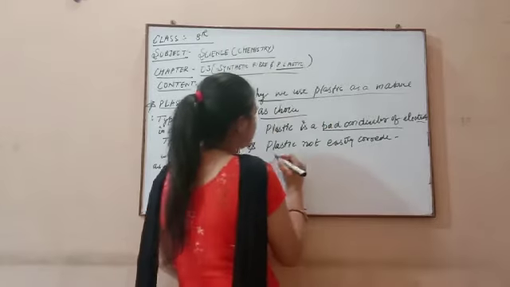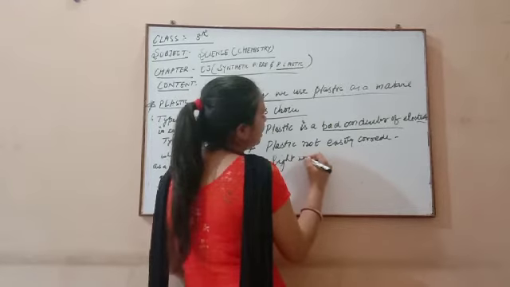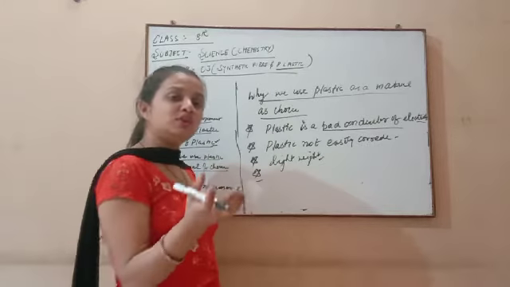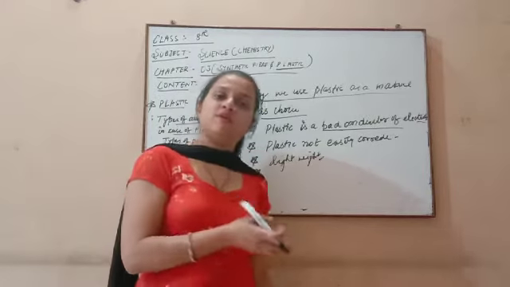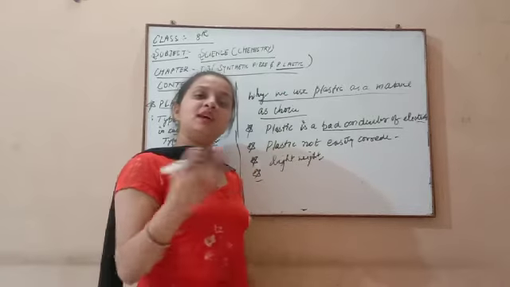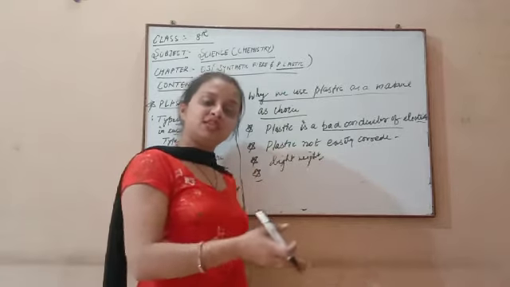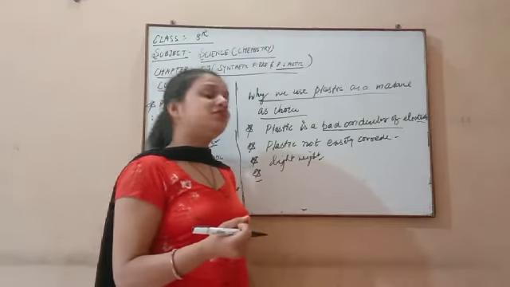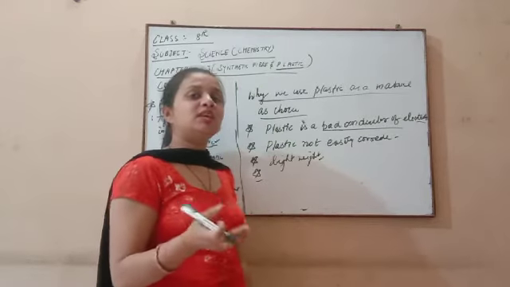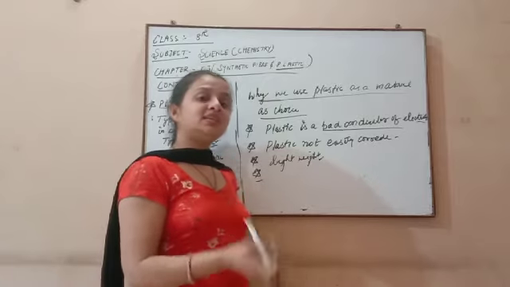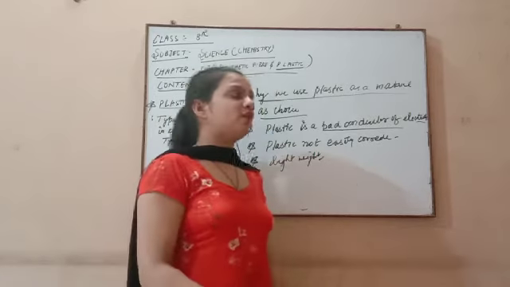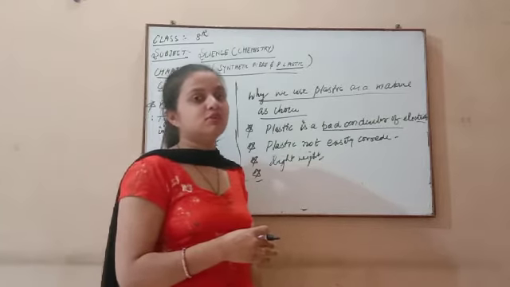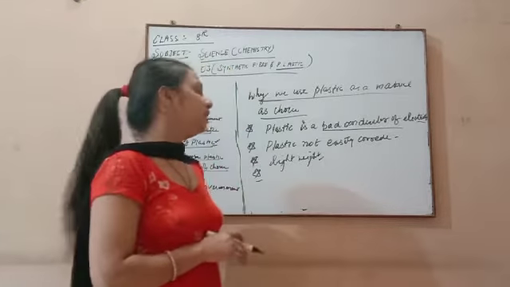Third one, it is lightweight. You all see, take any piece of plastic in one hand and any piece of iron in the other, then compare the weight of plastic with iron and any other metal. What you see is that plastic is lighter than any metal. Because of this lightweight characteristic, we use plastic in our daily life.